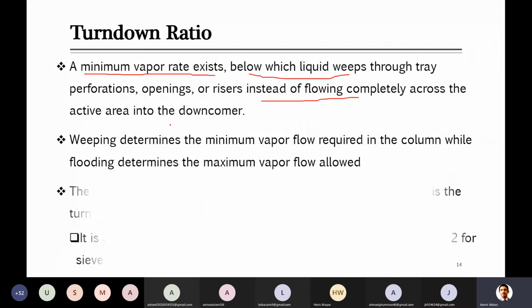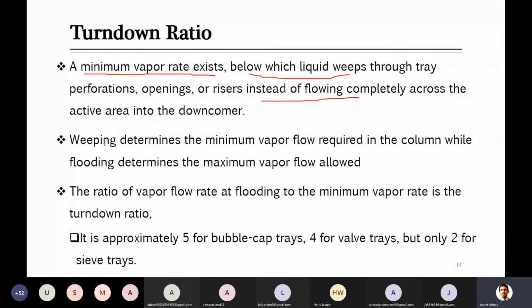So overall, weeping and flooding or entrainment are the two limitations which decide that the vapor flow of our system should be carried out in between these two. The ratio of the vapor flow rate at flooding to the minimum vapor flow rate is named the turn down ratio. Or you can say it is the maximum vapor flow allowed, which causes flooding, to the minimum vapor flow, which is called weeping. Their ratio is named the turn down ratio.